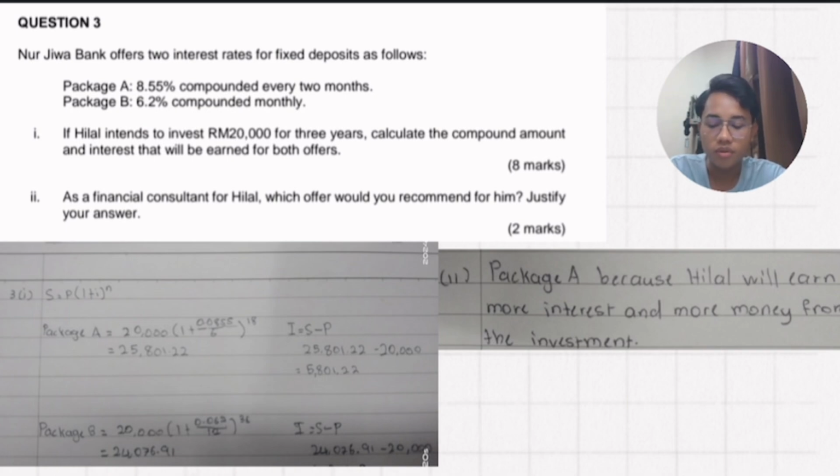For this question, we have to use the compound interest formula. It is S equals P in bracket 1 plus I power of N. So let's do package A first. 20,000 in bracket 1 plus 0.0855 divided by 6 power of 18, and the answer is 25,801.22. To get the interest, we use I equals S minus P.